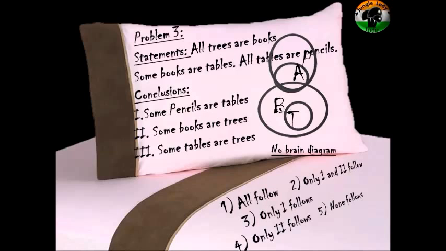Taking conclusion 2, some books are trees. Now tree is the inside circle T, right? Now from B to T, what kind of arrow do I get? Again, it is an inward arrow. So obviously the word some should be used. So some books are trees. Now third conclusion is some tables are trees. A for table here. So from tables and trees, T for tree, A for table, whether I have any intersection between them? No, I have an intersection between B and A and not between T and A. So obviously third conclusion is wrong. So choice 2, that is only 1 and 2 follow, is the correct option.